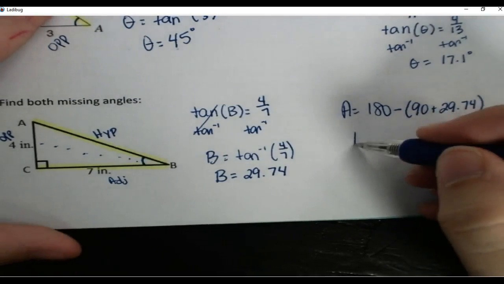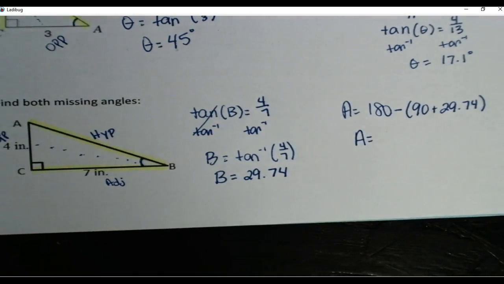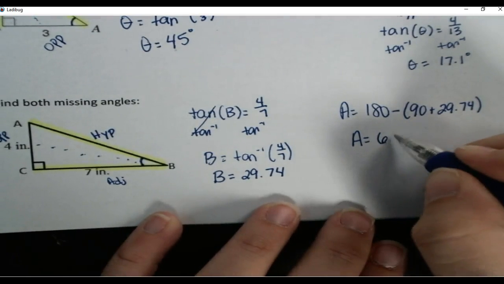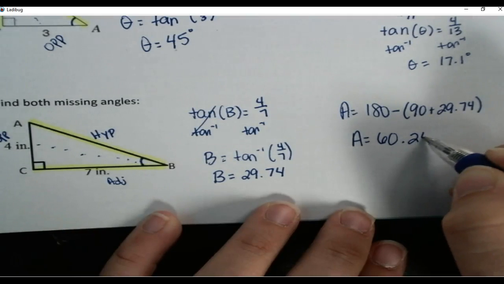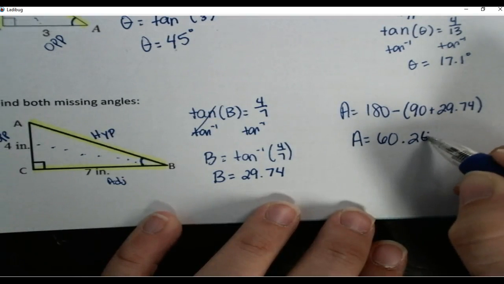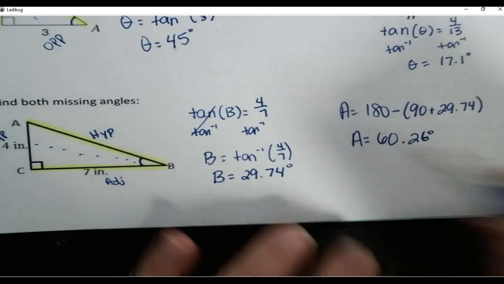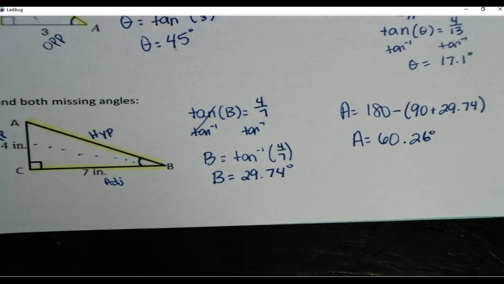So in these triangles, regardless if it's a right triangle or whatever, all of our triangle things that we've been talking about still apply. So definitely use them to your advantage to make your life a little bit easier. And so you should get 60.26. Questions?